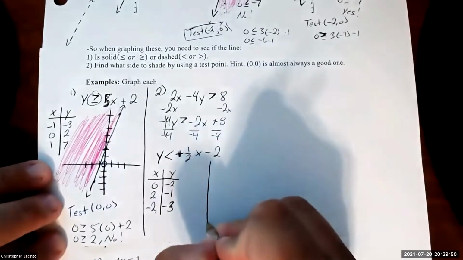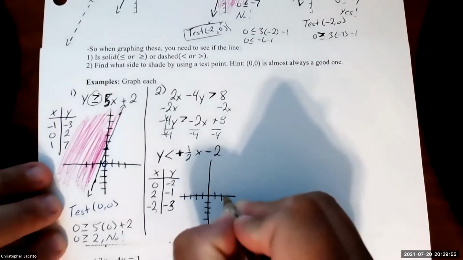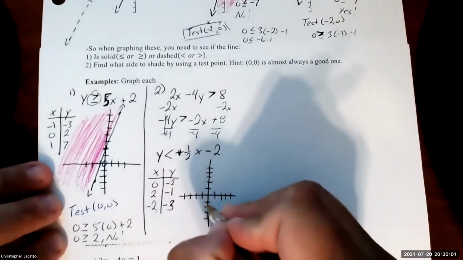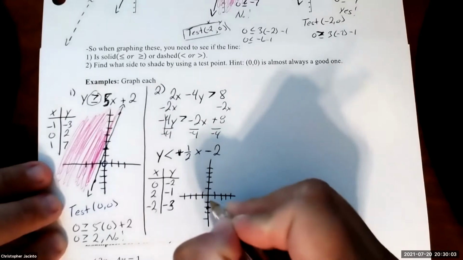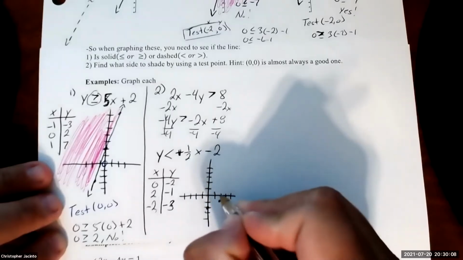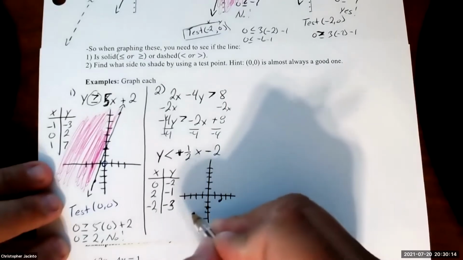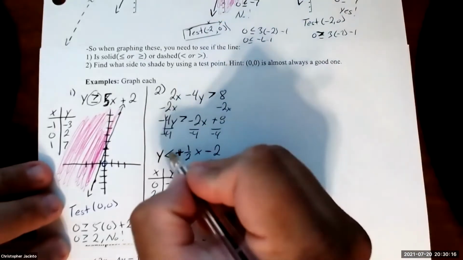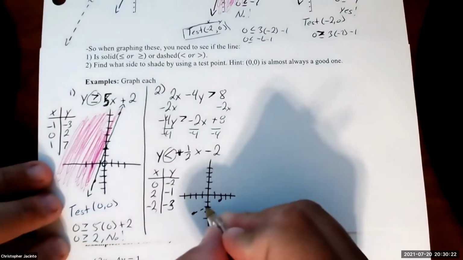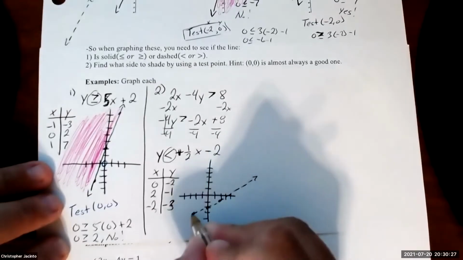And same thing. Now we just graph this one out. So 0, -2. 2, -1. And -2, -3. Okay, and now this one is a strict inequality sign, so it means it's going to be a dashed line. Looking like that.